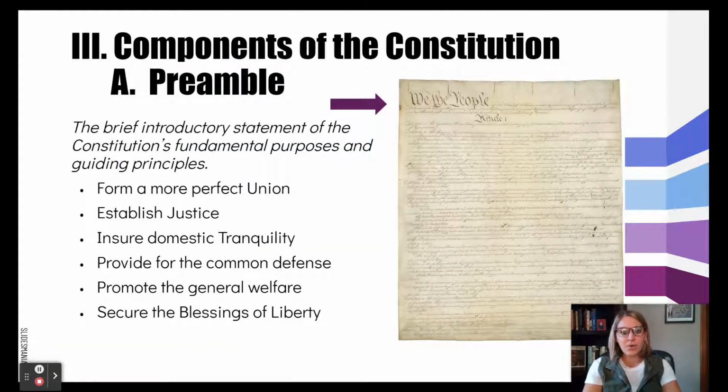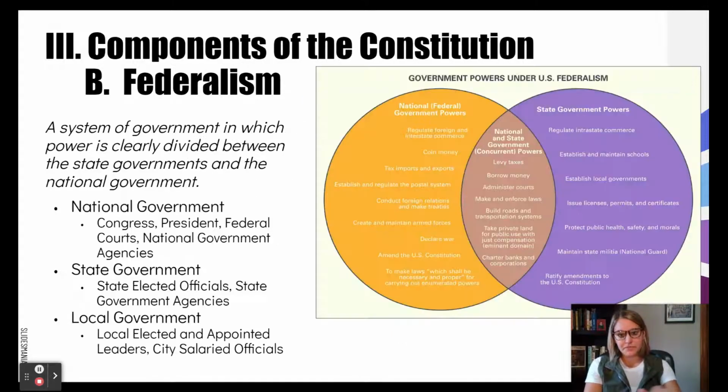Okay, so let's start in on the components of the Constitution. First is the preamble. This is the brief introductory statement of the Constitution's fundamental purposes and guiding principles. If we look here, there are 6 major principles that are listed in this preamble. It says, "We the people, in order to form a more perfect union," not a perfect union, a more perfect union, "establish justice, ensure domestic tranquility, provide for the common defense, promote the general welfare, and secure the blessings of liberty." These are the main objectives of this new document.